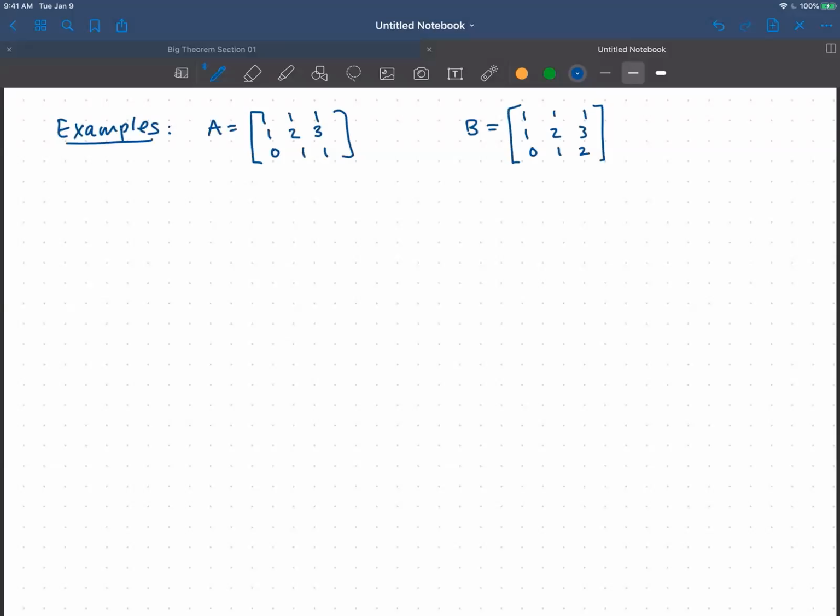So we've got some questions we could ask about these matrices, like: is A non-singular? Is B non-singular? And if so, what's the inverse?